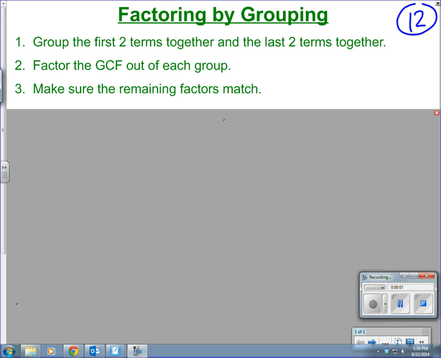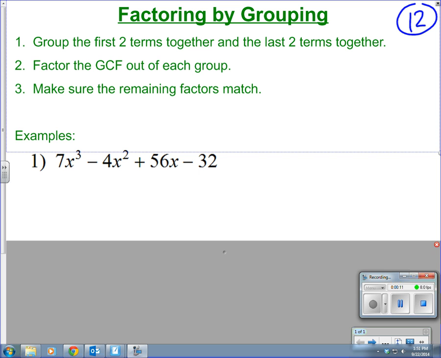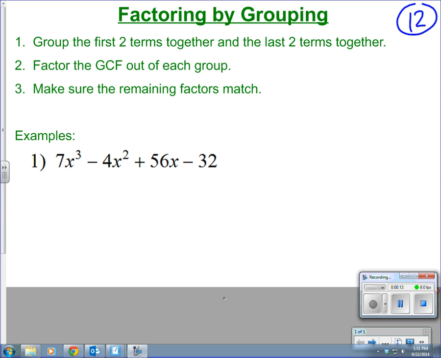When you factor by grouping, you always want to do it when you have 4 terms. So, for example, let's write down problem number 1: 7x cubed minus 4x squared plus 56x minus 32. Is there a greatest common factor of all 4 terms? No, there's not.